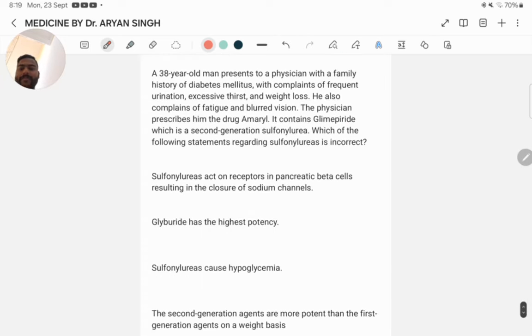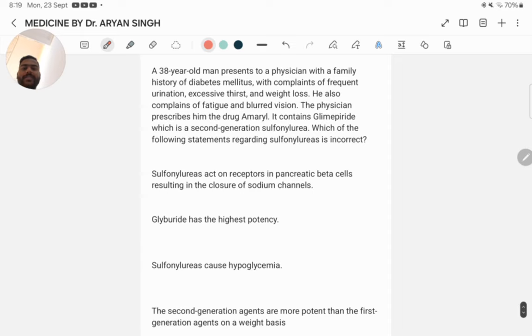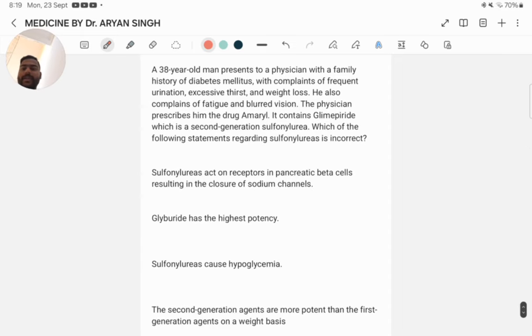Next question. A 38-year-old man presents to a physician with a family history of diabetes mellitus, with complaints of frequent urination, excessive thirst and weight loss. He also complained of fatigue and blurred vision. The physician prescribed him the drug Amaryl. It contains glimepiride, which is a second generation sulfonylurea. Which of the following statements regarding sulfonylureas is incorrect?